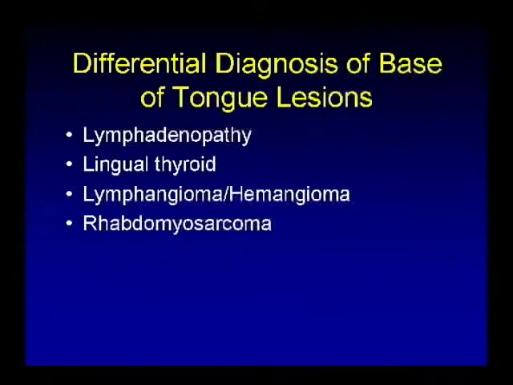Here's her lateral airway view, and you can see that Dr. Cohen talked that there can be a little irregularity along the posterior aspect of the tongue, but here we see a soft tissue mass sitting above the level of the hyoid bone. And the differential of that would be lymphadenopathy, lingual thyroid, a lymphangioma or a hemangioma or a rhabdomyosarcoma.